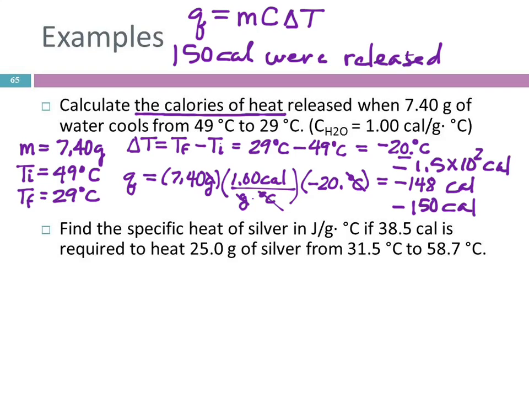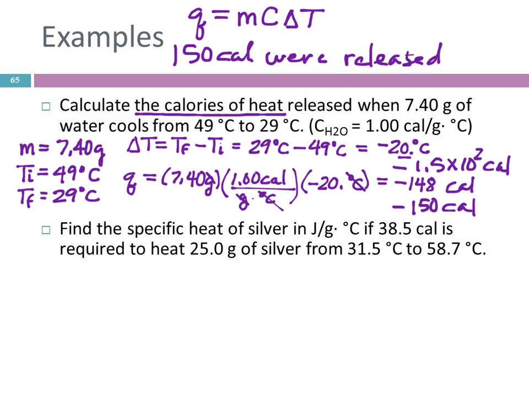And it is a bit confusing, and I'm sorry. I wish I could avoid it, but it's just there. So we'll just have to face it and go on. Okay, so let's do the second one, because this one's a little different. Find the specific heat of silver in joules per gram degree Celsius if 38.5 calories is required to heat 25 grams of silver from 31.5 to 58.7 degrees Celsius.